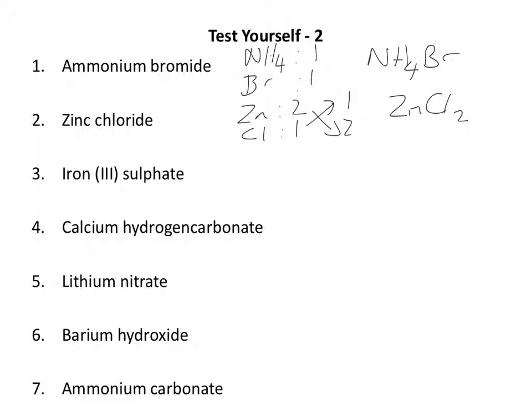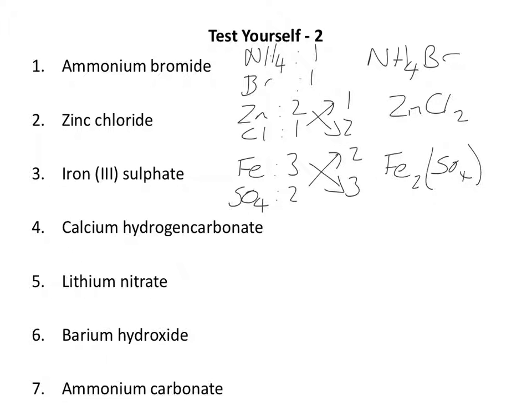Iron 3 sulfate. Oh, here's an interesting one. So we've got iron, which they've told you has a valency of 3. Sulfate has a valency of 2. And we swap those over. And notice we've got 2 and then a 3. So we've got 3 lots of a compound ion. So let's not forget our brackets around the compound ion. So we've got 2 lots of iron, and then here's our compound ion SO4, and then we have the 3 afterwards.